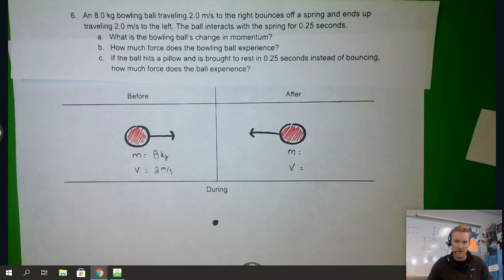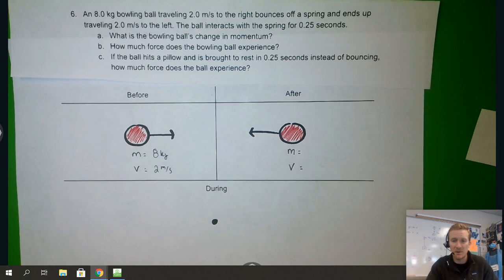All right, folks, we have an 8-kilogram bowling ball. It is traveling 2 meters per second to the right. It bounces off the spring and ends up traveling 2 meters per second to the left. The ball interacts with the spring for 0.25 seconds. We want to know, what is the bowling ball's change in momentum? How much force does the bowling ball experience?